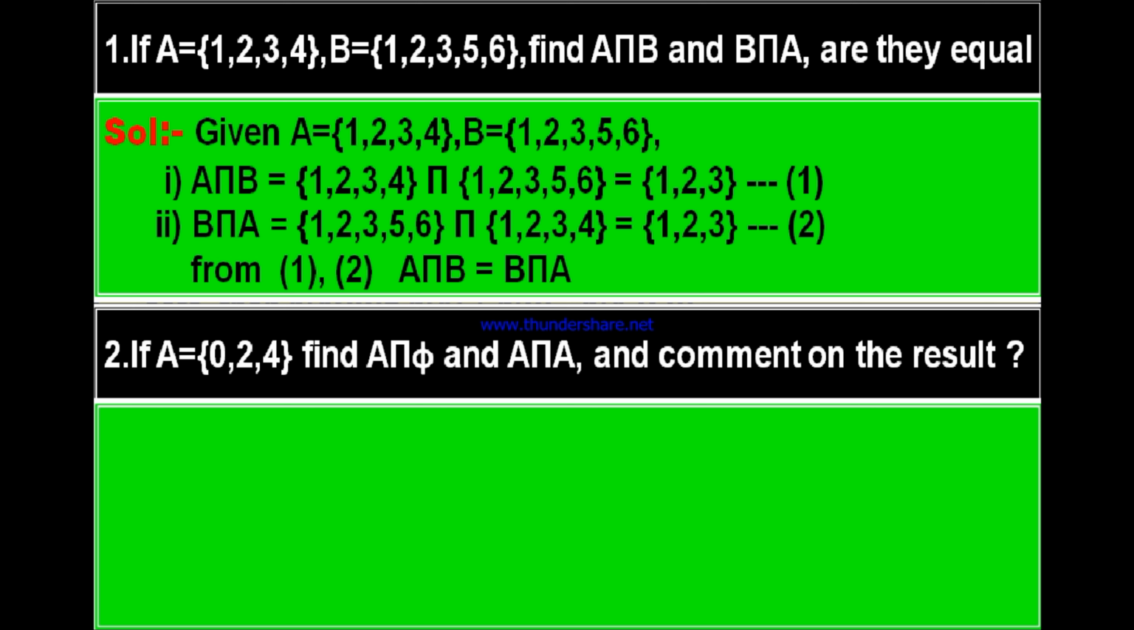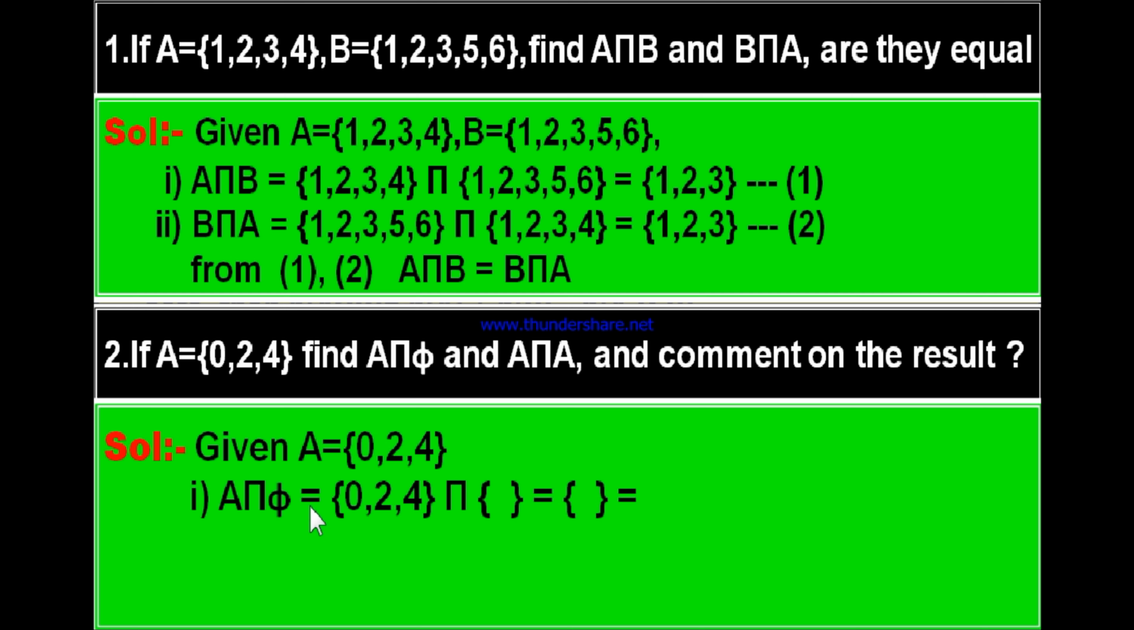Here is the solution. First, we have been given that the set A is the set {0, 2, 4}. Now what to find? We have to find A intersection φ first. A means the set {0, 2, 4}. Intersection φ means an empty set. Now intersection means common elements. Since there are no elements in the second set, there is no question of common elements. The intersection is an empty set only, which is equal to φ.